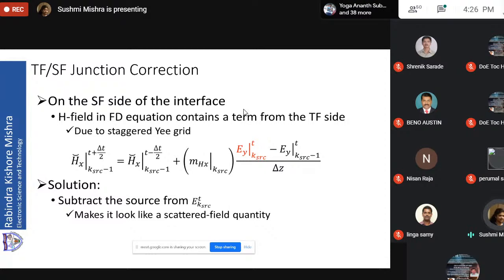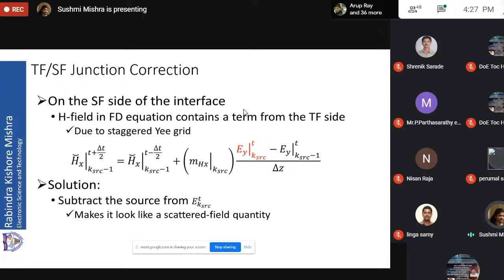Now, how to handle this? This is an equation in the scattered field, but Ey ksrc is a total field quantity. How am I going to handle it? The solution is simple. Subtract the source term. Don't subtract the field value. Subtract the source term from the ksrc. That makes it look like a scattered field.